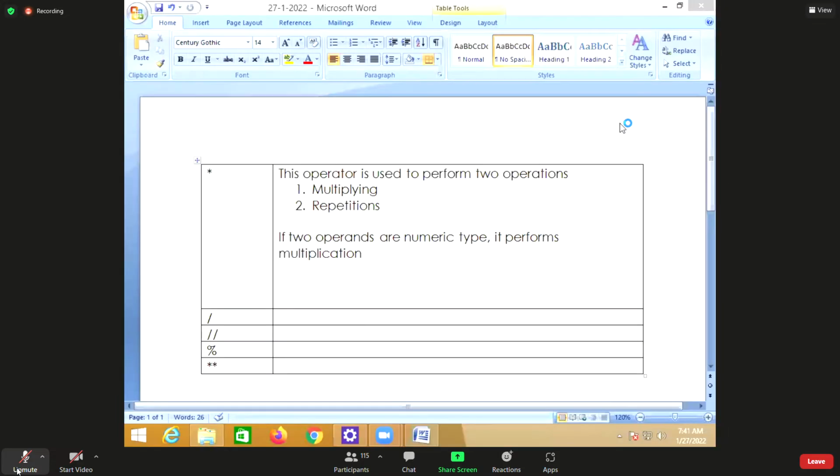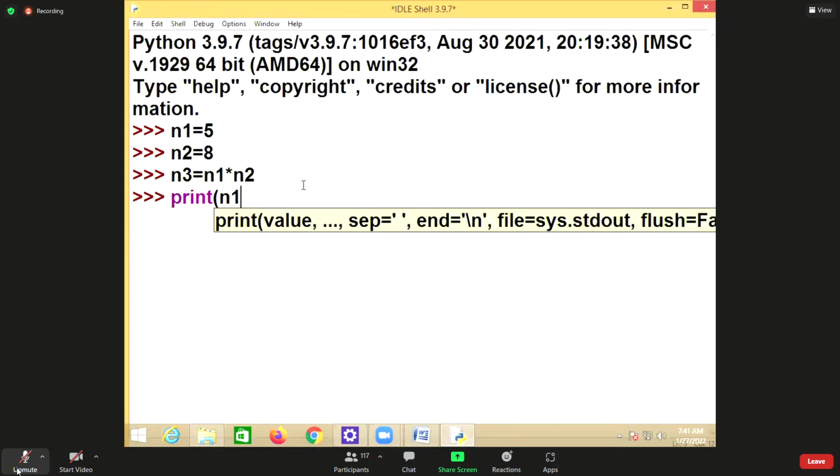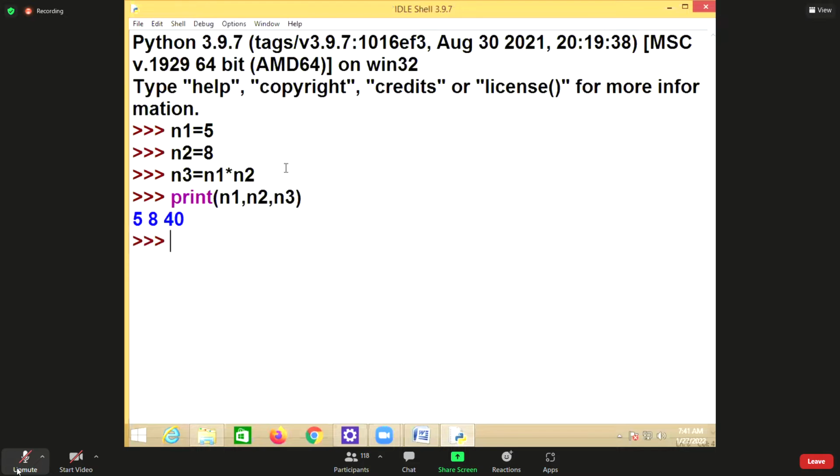So what is the meaning of this? For example, n1 is a number, and n2 is also a number here. I'm saying n3 equal to n1 * n2. Now you can see the value of n1, n2, and n3. What is the value of n1 here? 5. And the value of n2 is 8. And the value of n3 is 40.